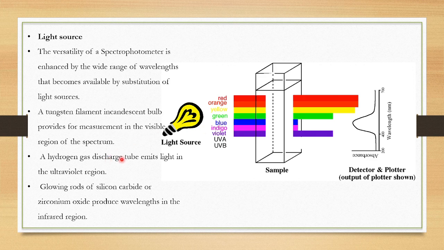A hydrogen gas discharge tube emits light in the ultraviolet region. A glowing rod of silicon carbide or zirconium oxide produces wavelengths in the infrared region. So we have wavelengths in the infrared region, light in the ultraviolet region, and the visible spectrum. All these light sources are available.